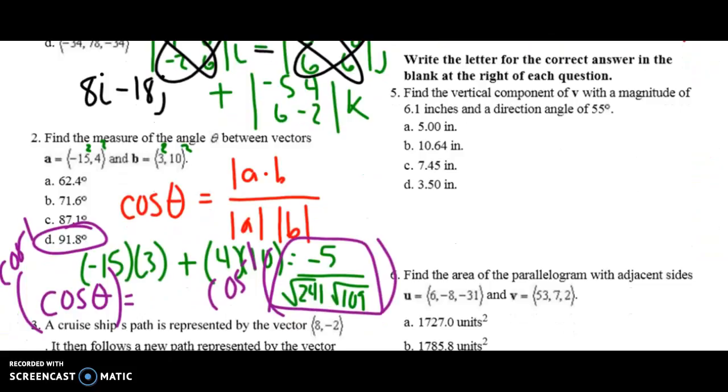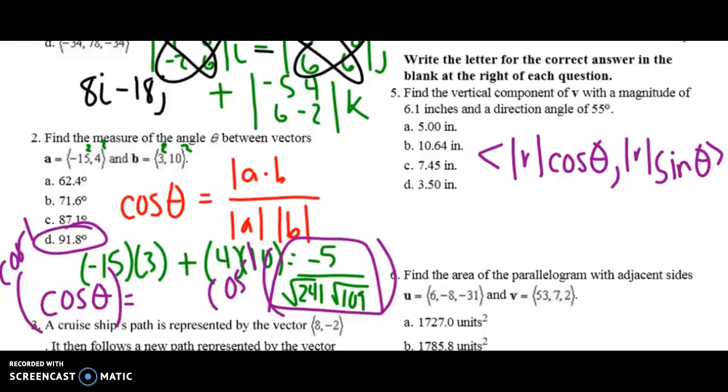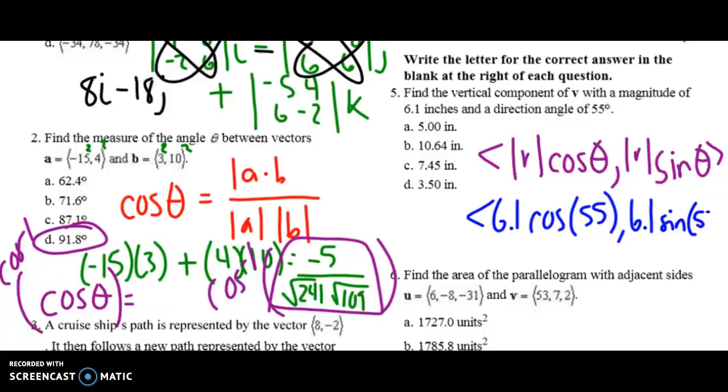Number 5. Write the letter for the correct answer in the blank at the right. Find the vertical component of V with a magnitude of 6.1 inches and a direction of 55 degrees. So we have to remember that the magnitude of our vector times cosine of theta is my x component, and the magnitude of our vector times sine of theta is the y component. And so we just plug in the numbers we know. So that's going to be 6.1 cosine 55 and 6.1 sine of 55.